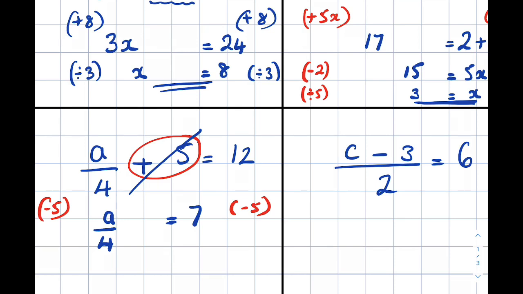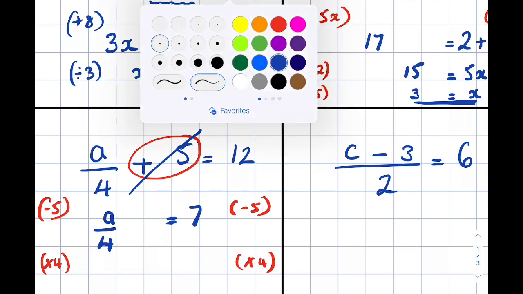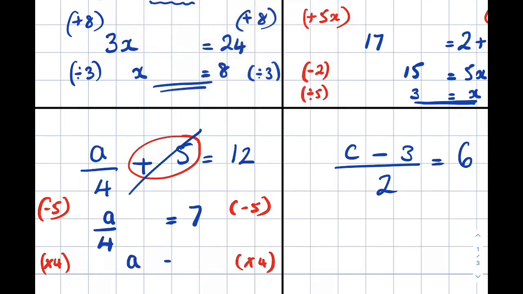So what we can do next is get rid of the divide by 4. The way we can get rid of a divide by 4 is by doing the opposite calculation, which is times by 4, because times by 4 and divide by 4 will cancel each other out. That will leave you with the a on the left hand side. 7 multiplied by 4 will give you 28. Okay, so a is worth 28.